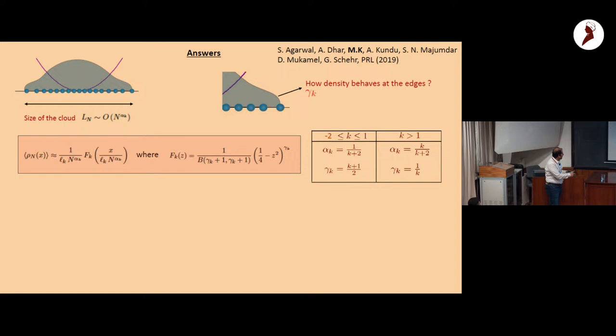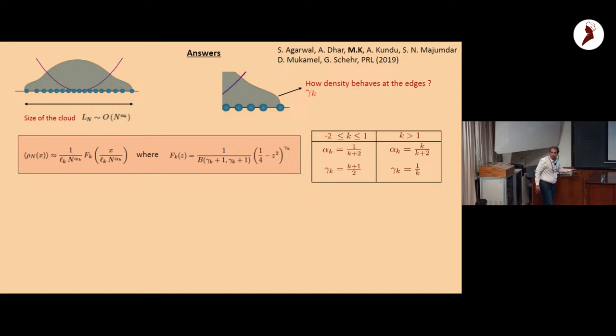I'll show the shapes later in the next slide. So for example, if k is 0, this is the log gas limit. Alpha k is half, so you have the length as root n, and gamma k is half, so you have 1 minus z squared whole power half. So that's your semicircle. You can put alpha k and gamma k for different k's and see how the shapes look.